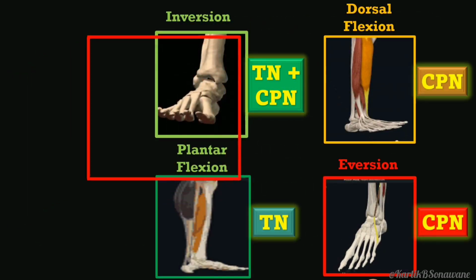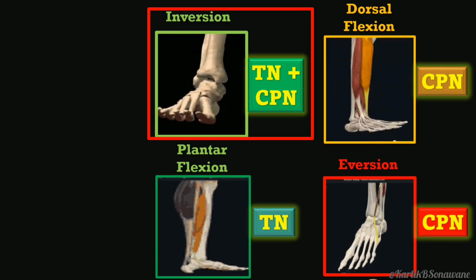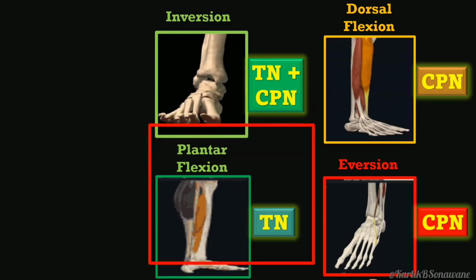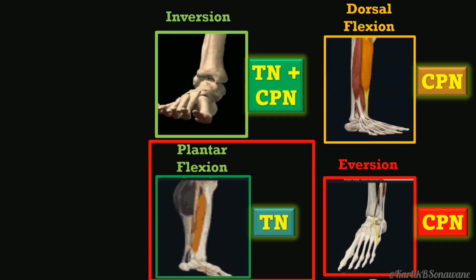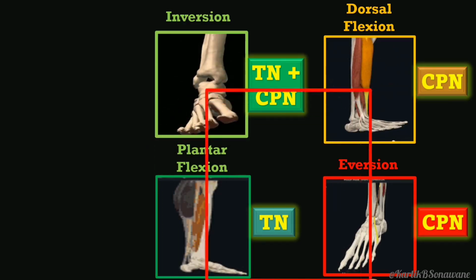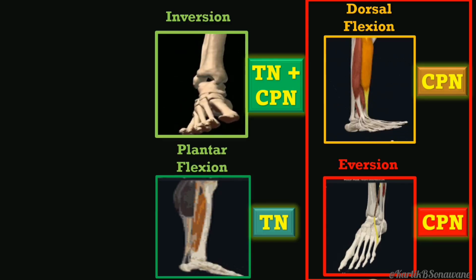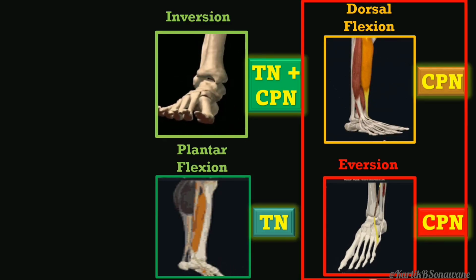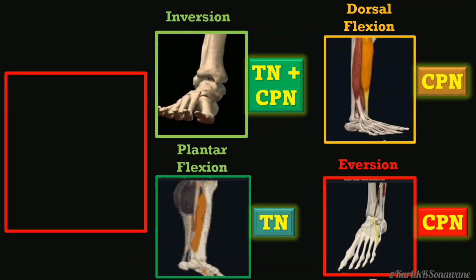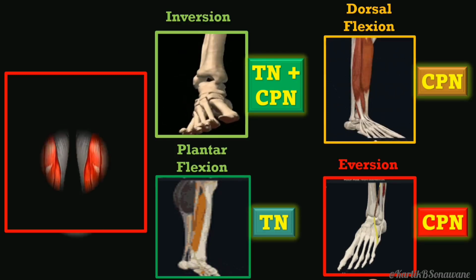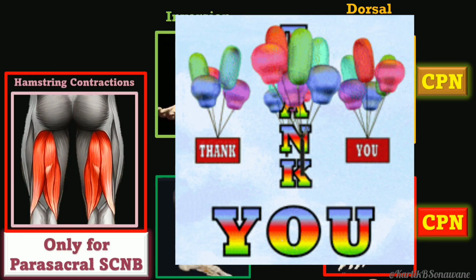To summarize, inversion is the ideal response that indicates both components are being stimulated. Plantar flexion is acceptable, indicating stimulation of the larger tibial nerve component. Eversion or dorsiflexion are not preferred, indicating stimulation of the common peroneal nerve only, whereas hamstring twitches are acceptable only in parasacral sciatic approaches.